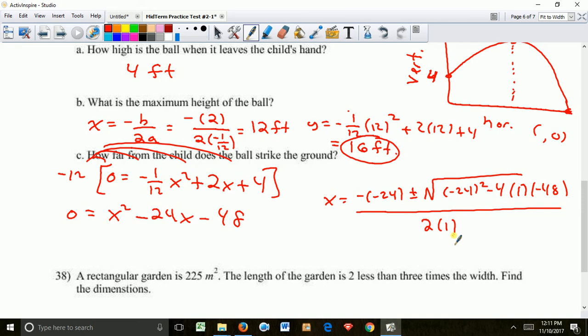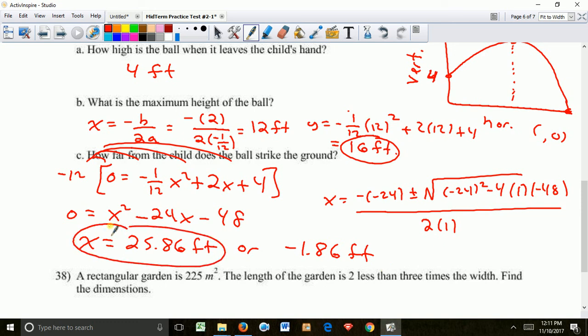If you solve for this, you'll get 2 solutions. I'm just going to give you the 2 solutions. One solution will be 25.86 feet, or negative 1.86 feet. In this particular case, you do want the positive solution, 25.86 feet.